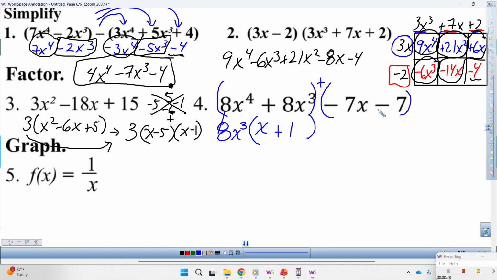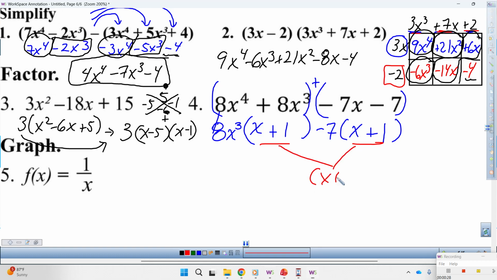Next, what is the GCF for the second binomial? Looks like -7, and that leaves us with x plus 1. So, what's the same here and here? What do you guys see the same? x plus 1, that's one of my factors, x plus 1. So what's left over on the first set? 8x cubed. And what's left on the second set? -7. So we're going to make that a second factor, 8x cubed minus 7.